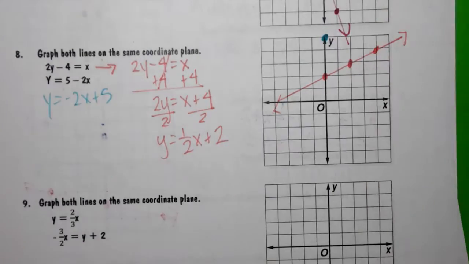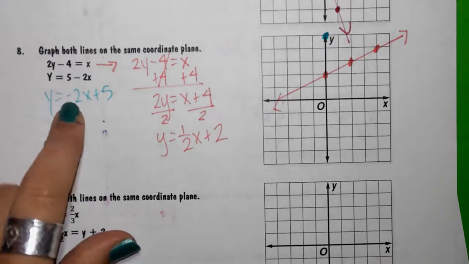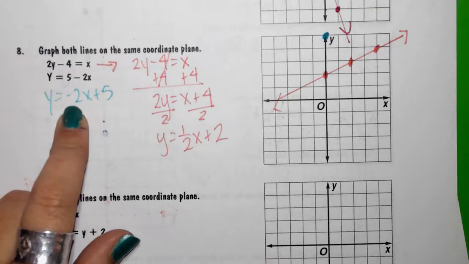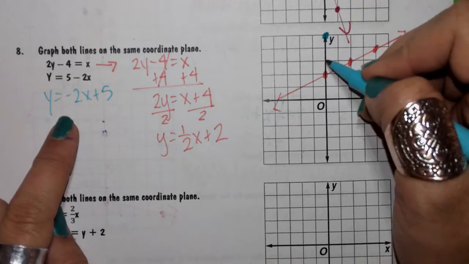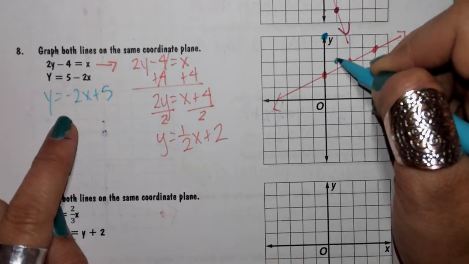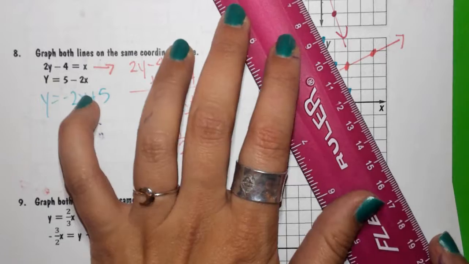And then what do I do? What is my slope? A negative. So it'll go up 2 or down 2? Down 2, right 1. Down 2, right 1. Now, do these cross?